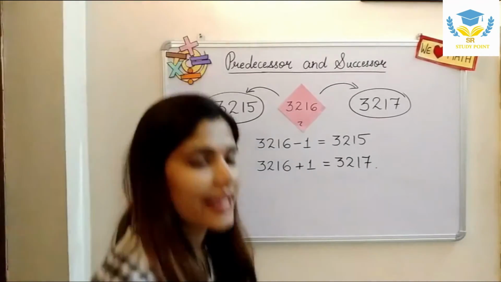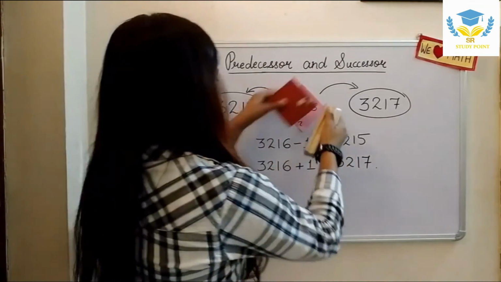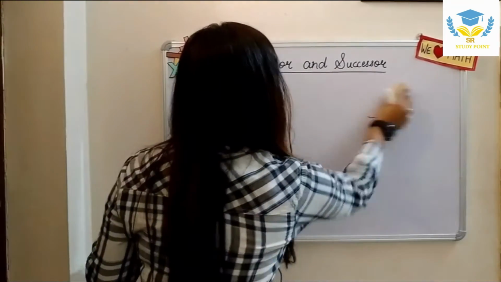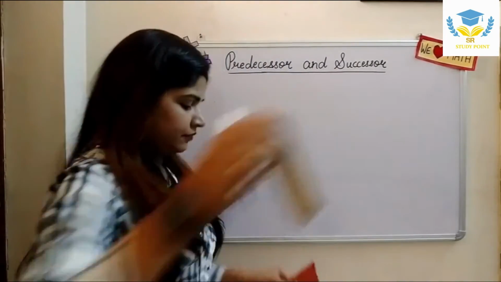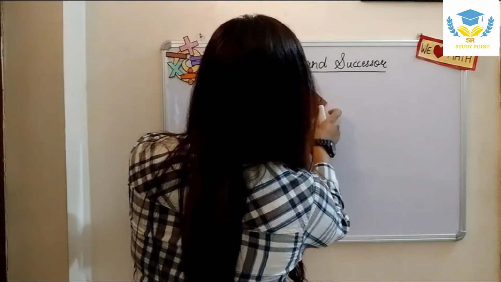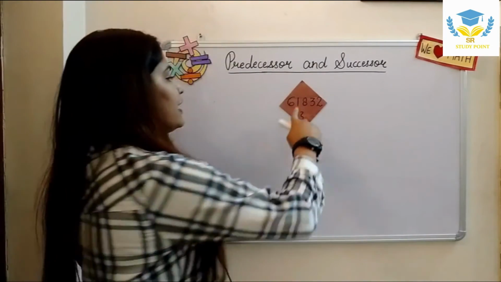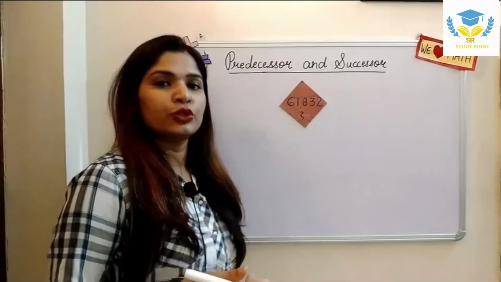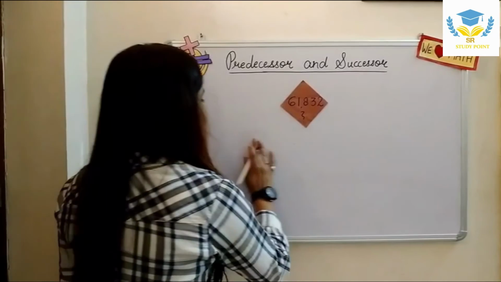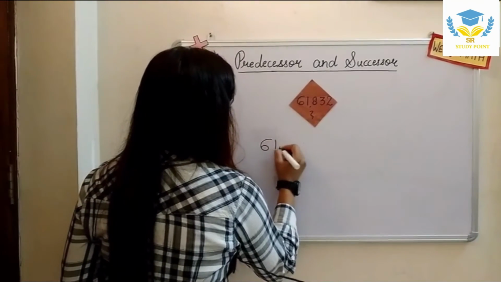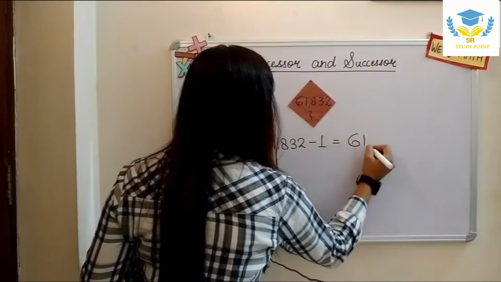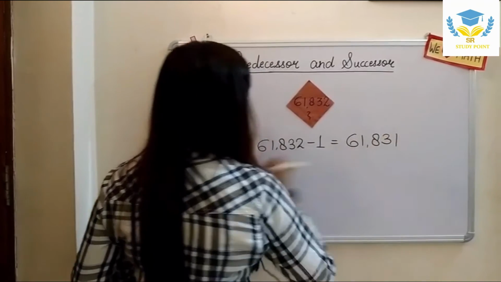Let us take one more example. Yes, I have a bigger number now. It is 61,832. So children, let us find the predecessor of that number. That will be 61,832 minus 1. That is 61,831.